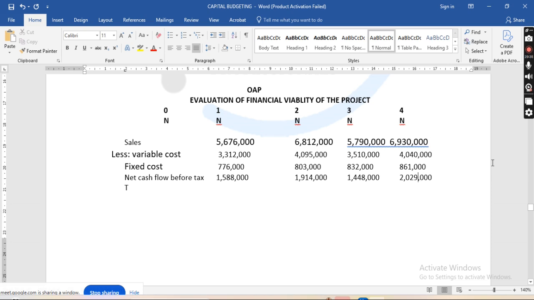Okay. So what is the tax rate? The tax rate is 28% and it is being paid in arrears, right? 28%. So year one will be paid in year two. Is that not so? So please charge 28% of 1,588. 28% of 1,588. What do you have, class?